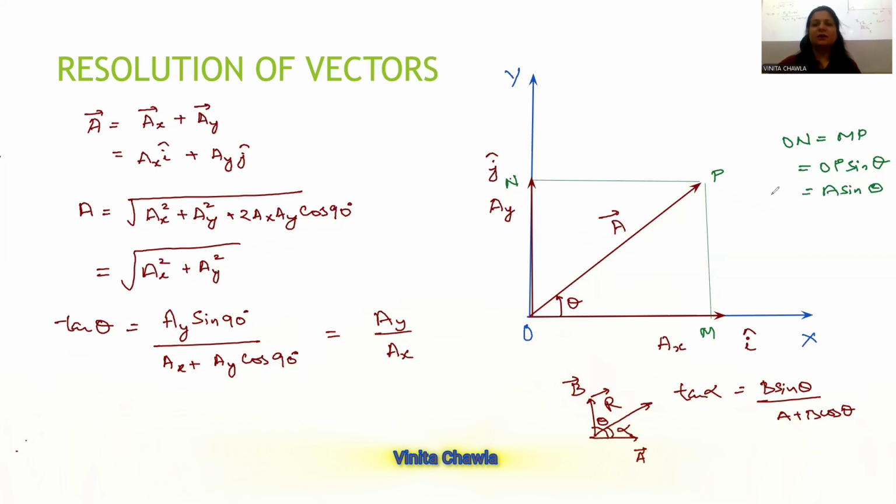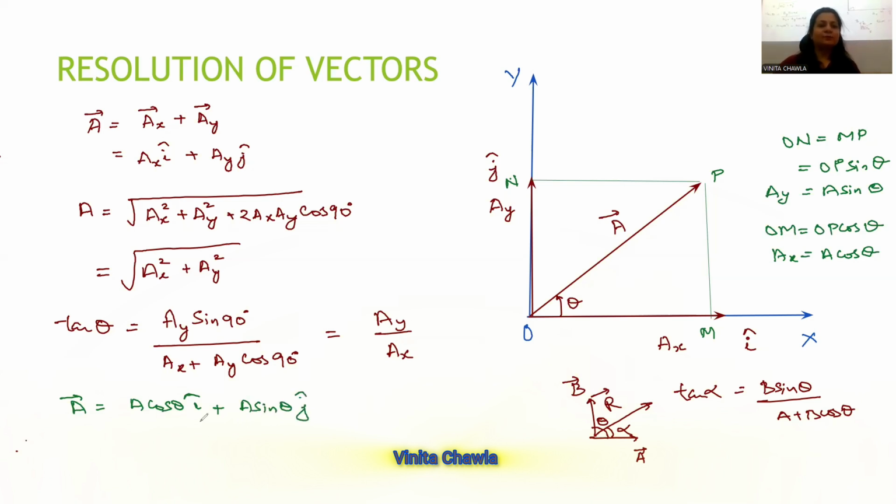ON is Ay. Similarly, we can write for OM. OM is OP cos theta. OP is A. It's A cos theta. So this is Ax. Ax is equal to A cos theta. So we can also write this vector A as, for Ax we will write A cos theta i cap. For Ay we will write A sin theta j cap.